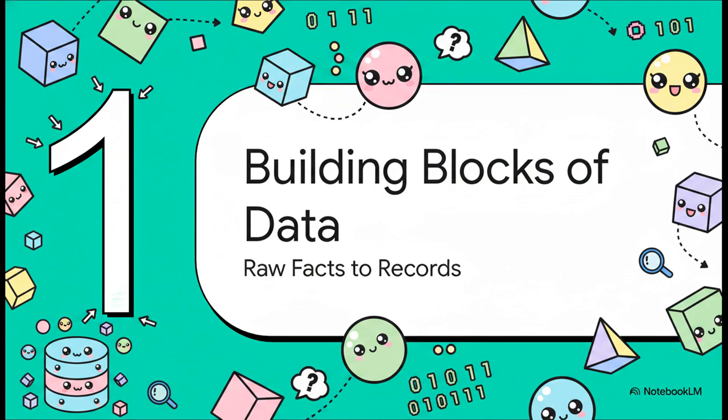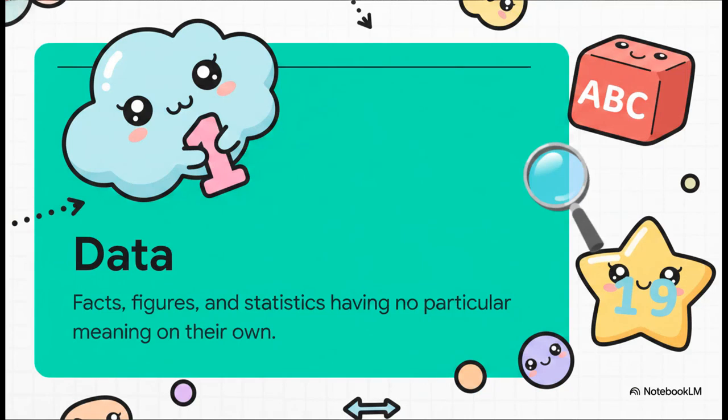We're going from raw facts to meaningful records. Before we can understand how to manage a massive database, we really need to know what it is we're managing. Think about the number 1, the letters ABC, or the number 19. Just floating around out there in the digital ether, they're completely meaningless, right? They're just isolated facts and figures. They have absolutely zero context.